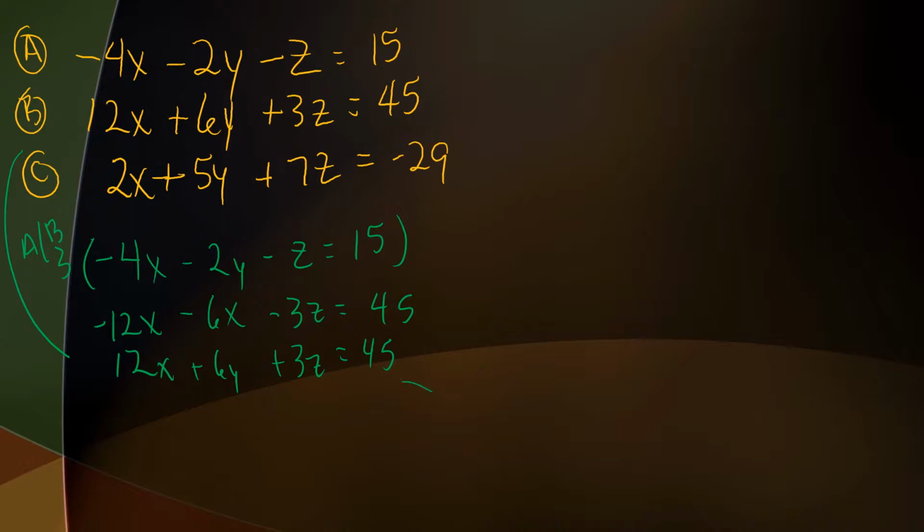I add those together. Well, look, not only do the 3z's cancel, but the 6y's cancel and the 12x's cancel. My x's, my y's, they all cancel, and I've got 0 equals 45. Well, we know that that's not true, and so I can say that this is no solution.